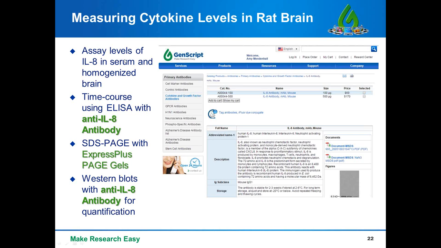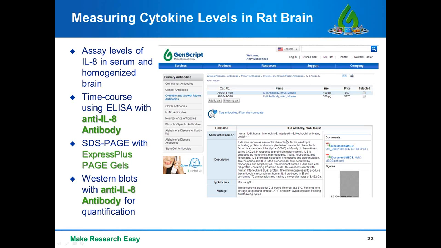So here, we are going to assay the levels of interleukin-8, both in serum and in homogenized brain tissue in the different treatments of rats that we described before. We will do a time course using ELISA with an anti-IL-8 antibody. Also, we'll do an SDS-PAGE gel using GenScript's ExpressPlus PAGE gel. And we'll follow up using Western blots with the anti-IL-8 antibody for quantification. Any products that we're using from GenScript's catalog are highlighted here in green. When I'm done talking about the science, I'll go through where you can find these various products.